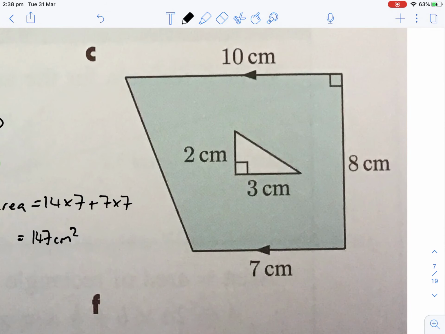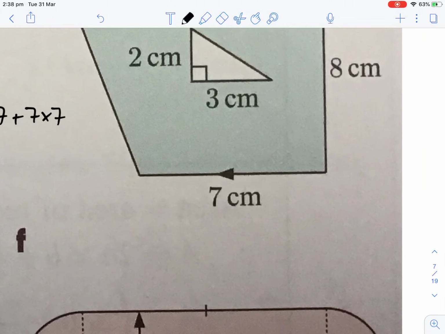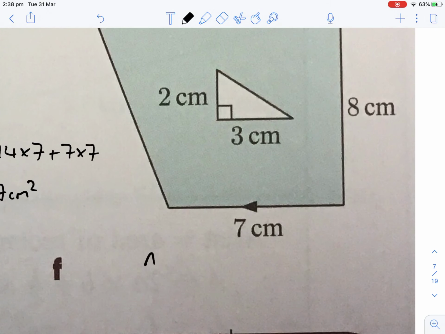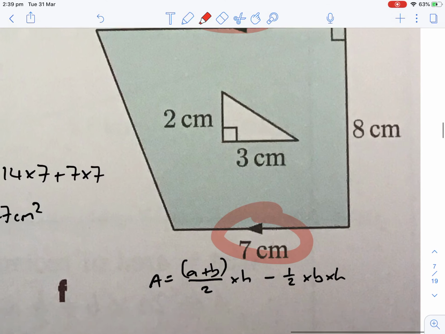Okay, here we have a trapezium and a triangle, and this question asked us to find the shaded area. So in this case, we needed to get the area of the trapezium and then subtract the area of the triangle. So the area of the trapezium is my a plus b, which is my 2 parallel sides, divided by 2, times that by the height of the trapezium, which must come off a 90 degree angle. And then I'm going to take away the triangle, and the triangle area is a half of my base times my height. So if I substitute into here, what you can see is that my parallel sides, and I'm looking for those parallel markers, are 10 and 7.